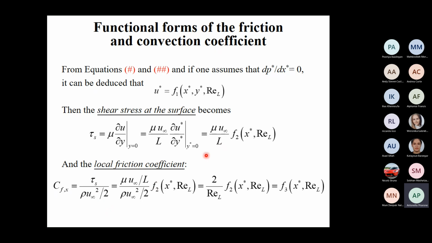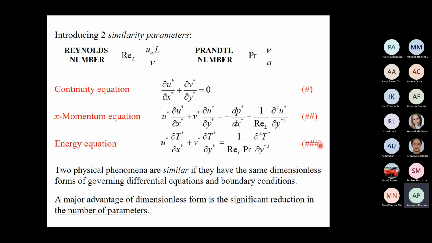I substitute here the previously obtained expression for tau s, and I simplify what I can simplify. I recognize here the coefficient of the function f2 as 2 divided by Reynolds, and 2 divided by Reynolds multiplying the function f2 of X star and Reynolds I can call another function, f3, that is different than f2, that is again a function of X star and Reynolds. Okay? And we keep this slide now for a moment, because now we want to analyze the third equation, that is the energy equation, this one.